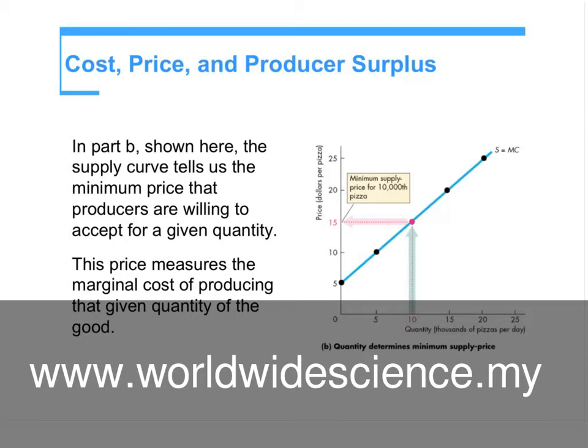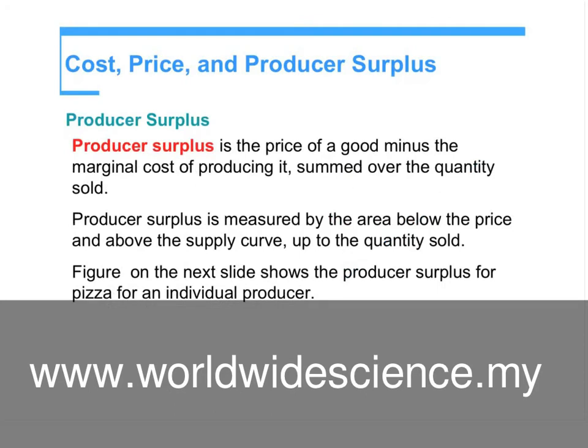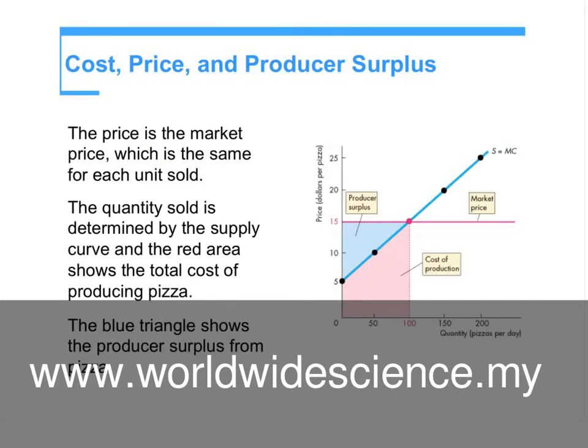As you can see here, the price is the market price, which is the same for each unit sold. So the red line is our market price, which is the same for every unit that is sold. The quantity sold is determined by the supply curve, and the red area shows the total cost of producing the pizza. So the red, or pinkish, area is the cost of production. And then the blue area is called the producer's surplus.